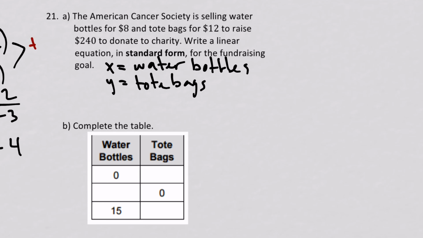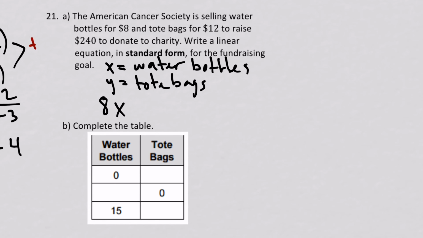Okay? So using that information, now I can come up with an equation, right? Let's start with the water bottles, x. The question first is, how much are those water bottles? It says here that it's selling water bottles for $8 each, right? So what I'm going to write is 8x. Why 8x? Because $8 per bottle, so 8 times x gives me the total amount raised in water bottles.